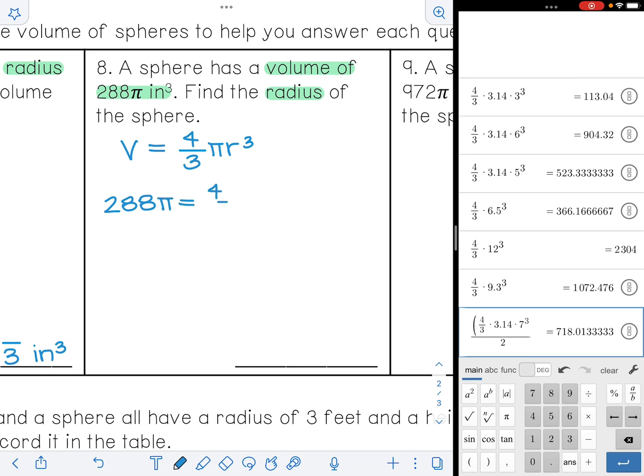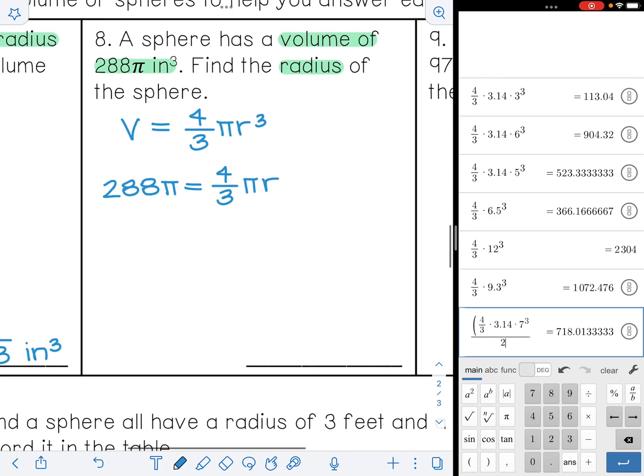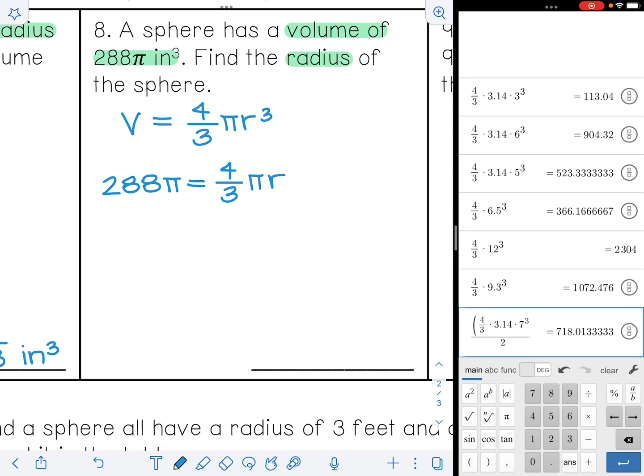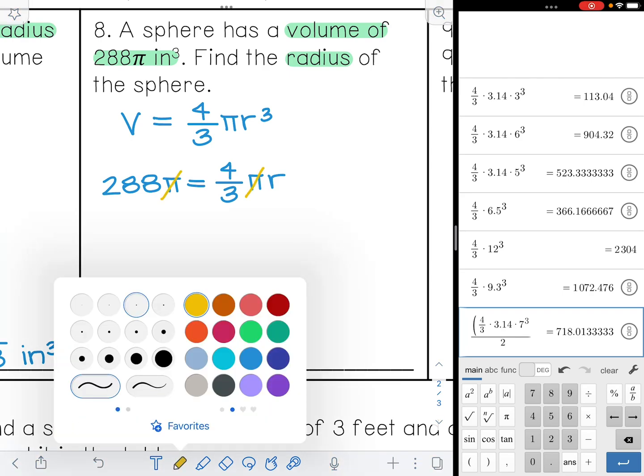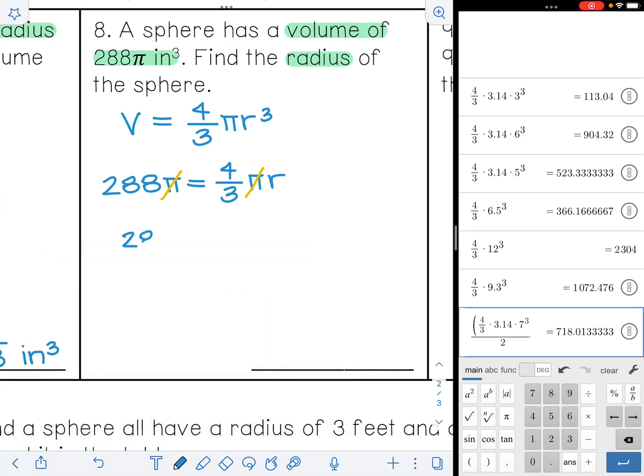288 pi. So we need to be very careful here because what you should notice, or if you don't notice, you should now, is that we have a pi on either side. So we can actually just cancel out those pi's. They cancel each other out, and we will be left with 288 equal to 4/3 times r to the third power. So that's why I kept it as pi and not 3.14, so you could see how it canceled out with the pi in our volume.